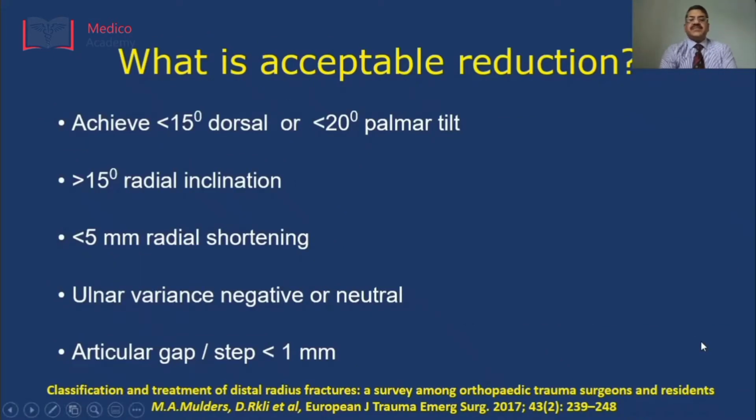Which brings us to the next question. What is an acceptable reduction? If we achieve less than 15 degrees of dorsal or less than 20 degrees of palmar tilt, with greater than 15 degrees of radial inclination, less than 5 millimeters of radial shortening, ulnar variance should be either negative or neutral, and the articular gap or step should be less than 1 millimeter. If we can manage to achieve these radiological parameters, then the outcome of distal radius fracture should be satisfactory.